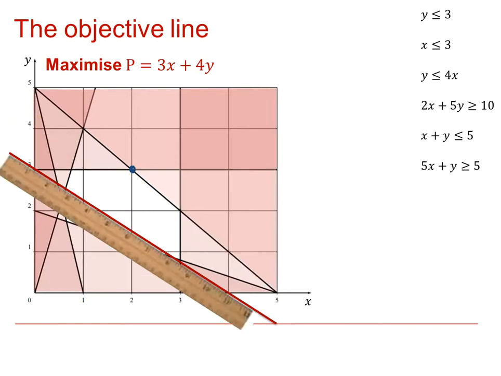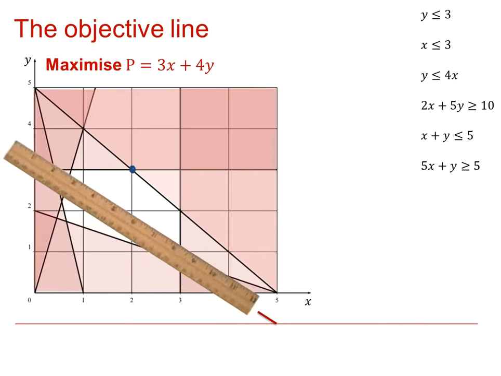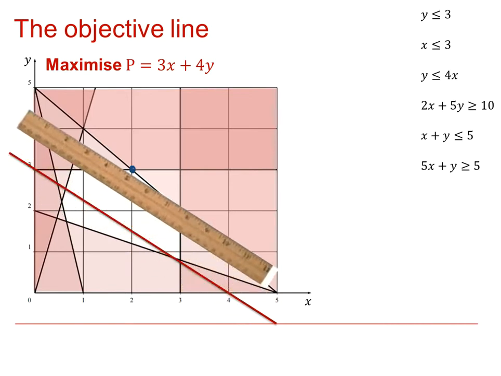Let me just put that ruler back there. We've drawn our line, and now we're going to move it until it leaves the feasible region, or we find the last vertex. And that's at the intersection of the lines y is equal to 3 and the other line is the line x plus y is equal to 5. So we do that solving and we see that that gives us the point x is equal to 2 and y is equal to 3.